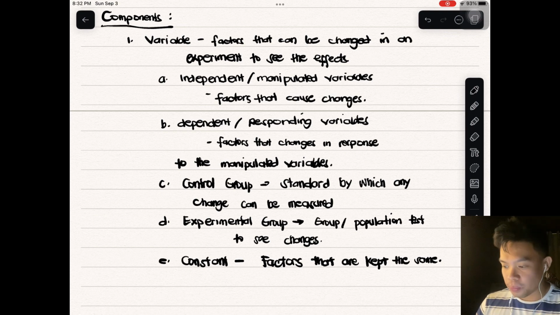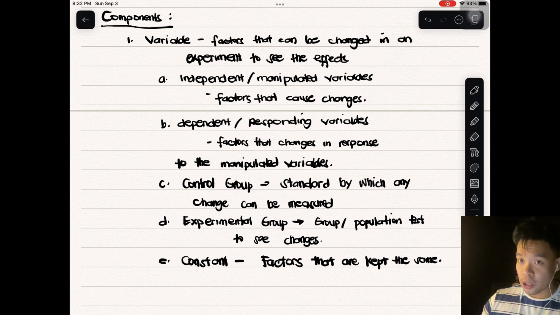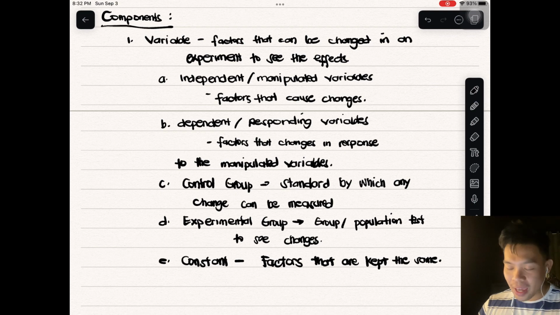A control group is a standard by which any change can be measured. An experimental group is a group or population that is tested to see the changes. And constants are the factors that are kept the same all throughout the experiment to see any changes in our setup.